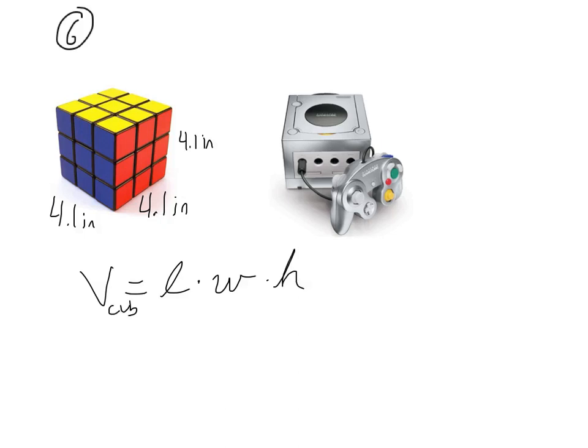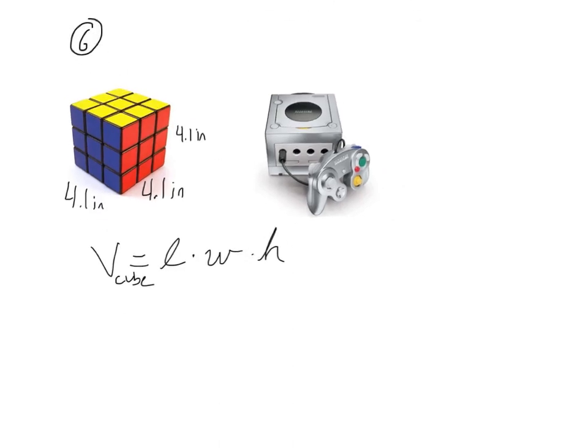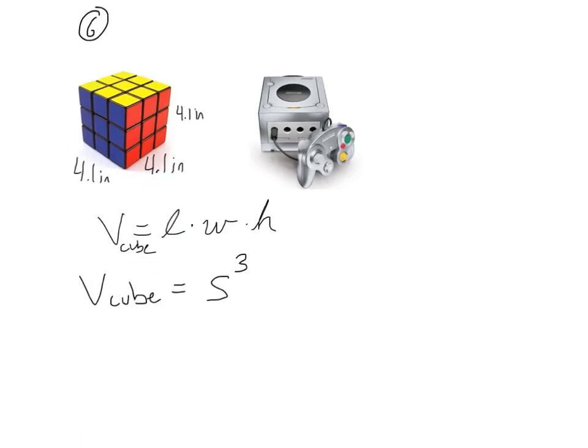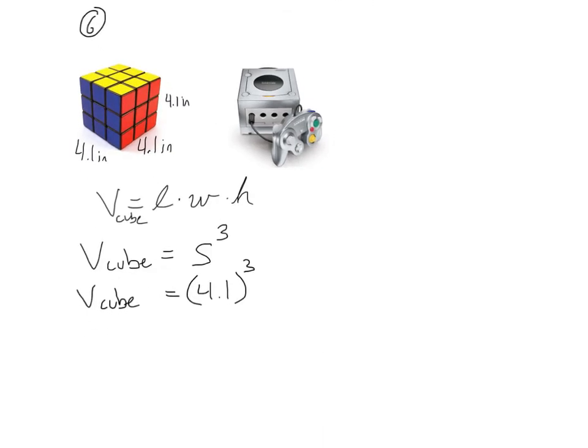volume of a cube. Now, the cool thing though is that when it comes to a cube, instead of writing length times width times height, I can just write one of the sides cubed. Why? Because if I take length times width times height, I'm going to be multiplying the same thing 3 times. So in this case, finding the volume of this Rubik's Cube would be like saying 4.1 cubed, right? So what does that mean? Well, it means 4.1 times 4.1 times 4.1, right?